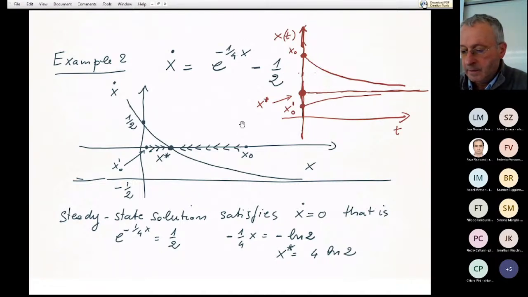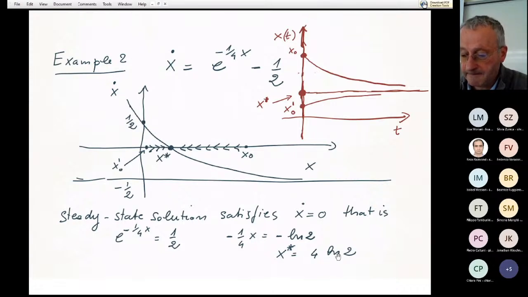The steady state solution satisfies x dot equal to 0. That is, f of x, which is this one, equal to 0. If I impose exponential of minus 1/4 x minus 1/2 equal to 0, this means exponential of minus 1/4 x is equal to 1/2. And this means minus 1/4 x is equal to minus the log of 2. Take logs on both sides. Which means, changing the sign, x is equal to 4 log of 2. That is the log of 16. So x star is equal to 4 log of 2. This is the steady state.